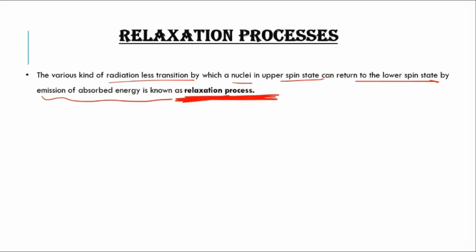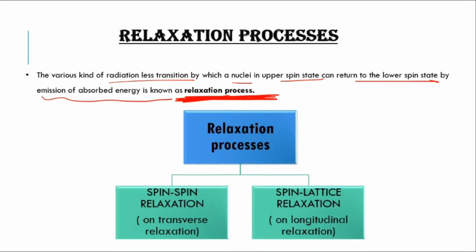Simple सी बात है, absorbed energy को जब आपके excited nuclei ने emit कर दिया तो आपके पास जो है, और वो भी आपकी radiation less emission होगी, ठीक है? तो which is why it is radiation less transition, and उस केस को आप बोलोगे relaxation. और जो processes हम देखेंगे यहाँ पे, that would be relaxation processes. First one is spin-spin, second one is spin-lattice. Spin-spin also known as transverse, and spin-lattice is known as longitudinal.